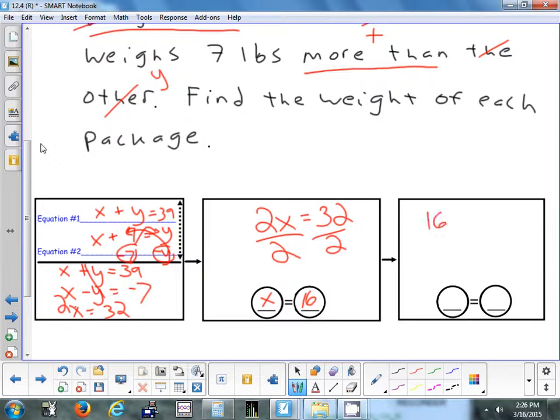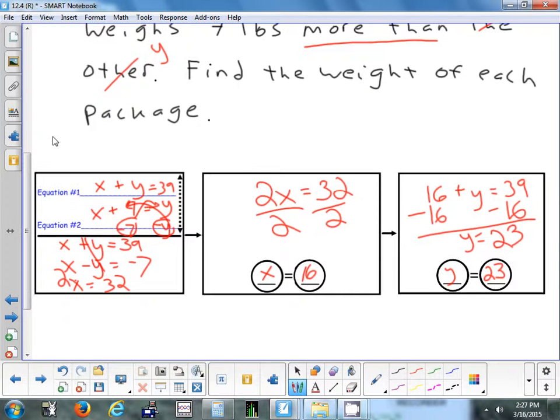16 plus y equals 39. Now what? Minus 16. Minus 16. y equals 39 minus 16. 9 minus 6. y equals 23. And there we go. What is that? Is that your y? That's a y. It's a really bad y. Hey, leave him be. He likes to write fast. y equals 23. All right, so.